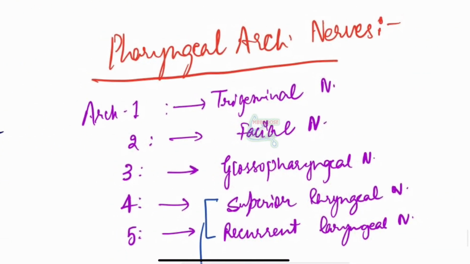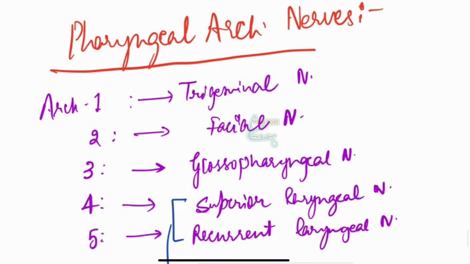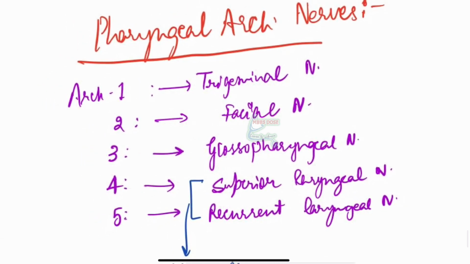Now let's see what the nerve supplies of these pharyngeal arches are. From first to sixth, we will learn the separate nerve supply. The first pharyngeal arch has the nerve supply of the trigeminal nerve. In the second we have the facial nerve supply. In the third arch we have the glossopharyngeal nerve supply.